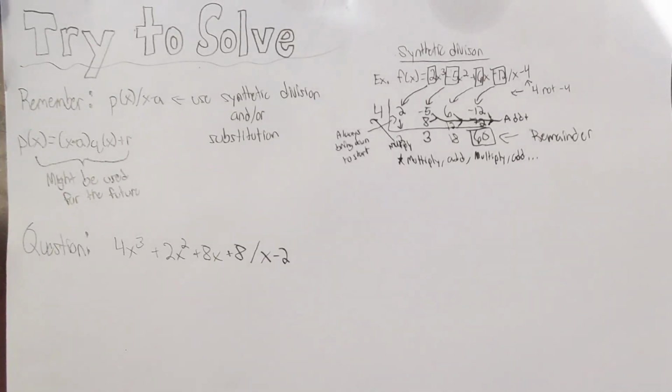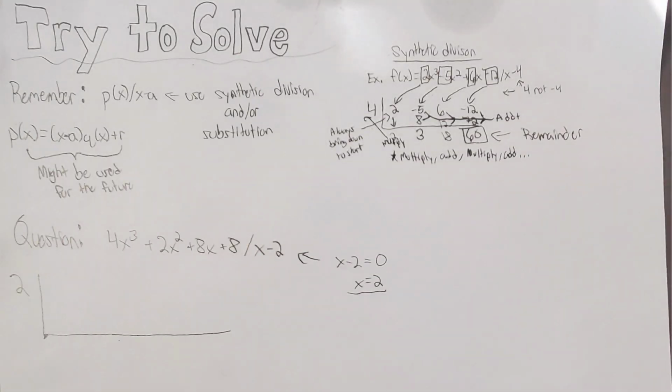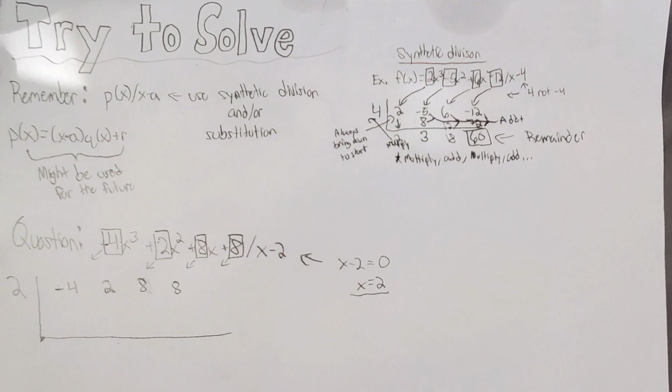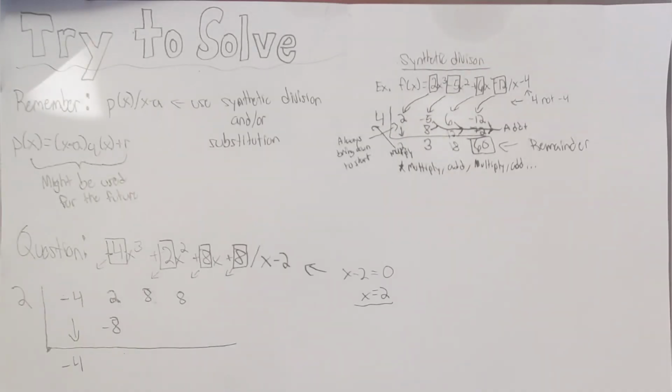Okay, now let's try to solve it while remembering everything else, like synthetic division and the equation. So first we need to start with synthetic division. We put the 2 down. Now we put every number: -4, 2, 8, and 8. And now we bring down the -4.